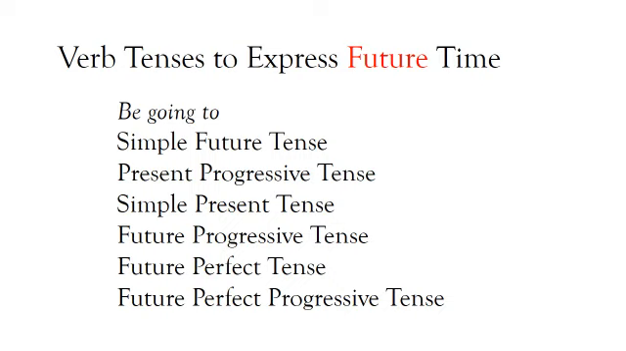What are those tenses and expressions? The expression be going to, and then the tenses: simple future tense, present progressive tense, simple present tense, future progressive tense, future perfect tense, future perfect progressive tense.